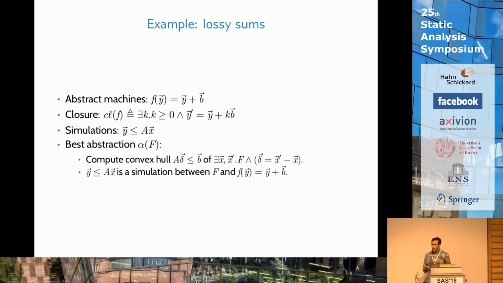So what we end up with is a constraint representation of the polyhedron, which looks like A delta is less than or equal to B. And we can read the best abstraction directly off of this half-space representation. Namely, the A is going to give us the simulation between F and the sum machine, and the additive vector is just going to be the B. Everyone happy?